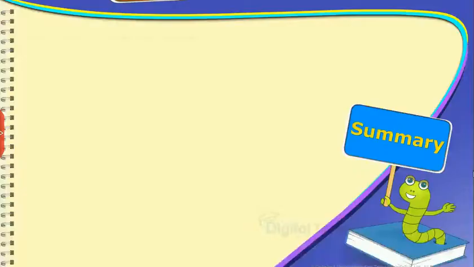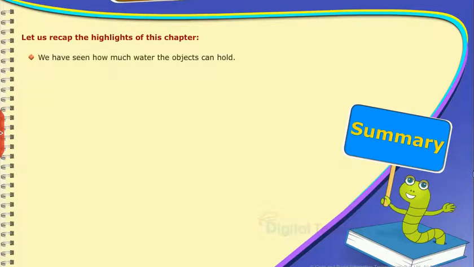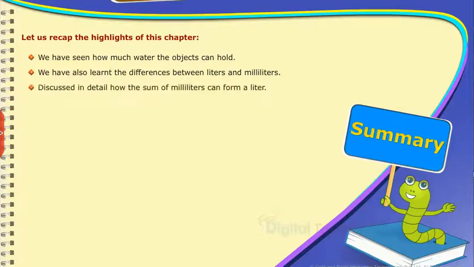Summary. Let us recap the highlights of this chapter. We have seen how much water the objects can hold. We have also learned the differences between liters and milliliters. Discussed in detail how the sum of milliliters can form a liter.